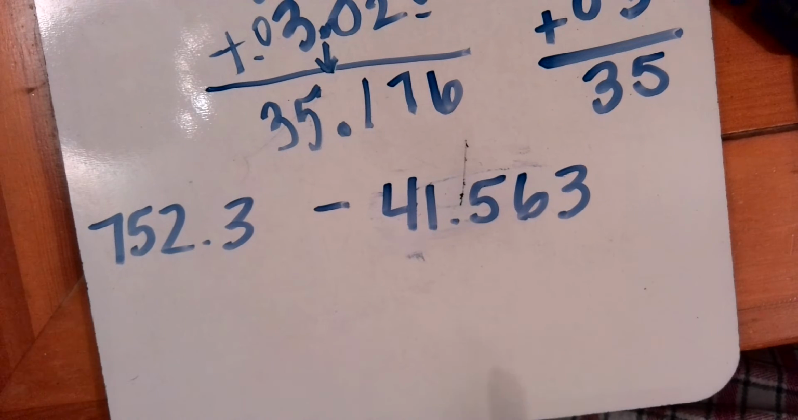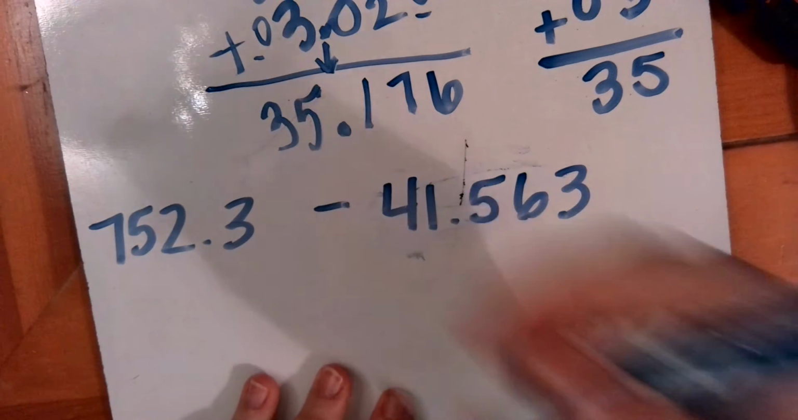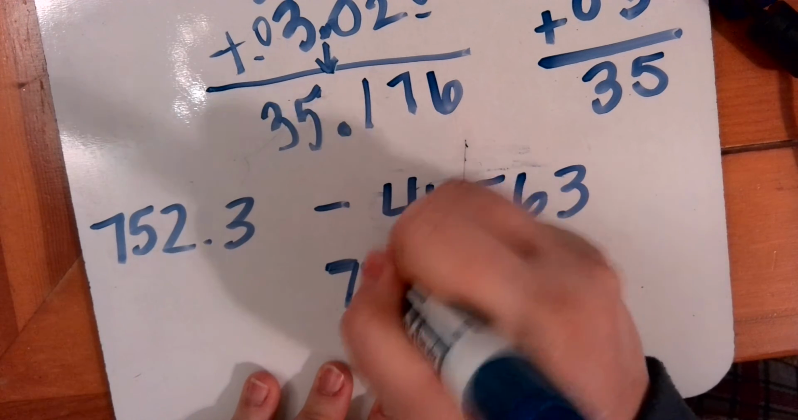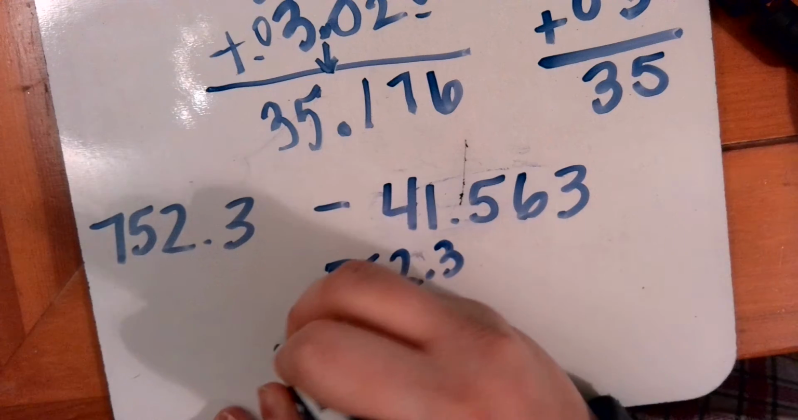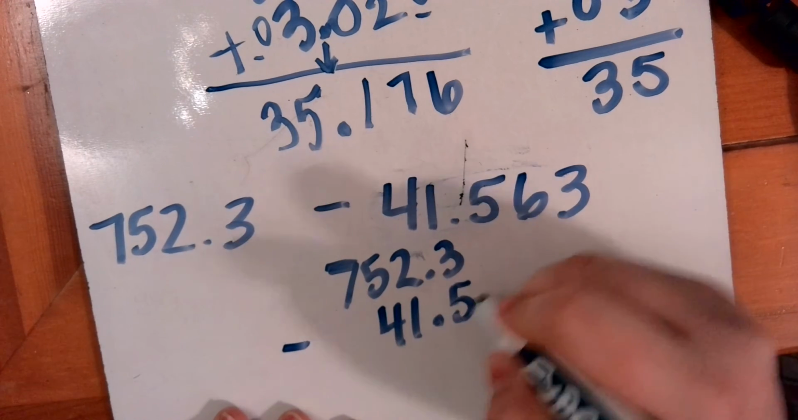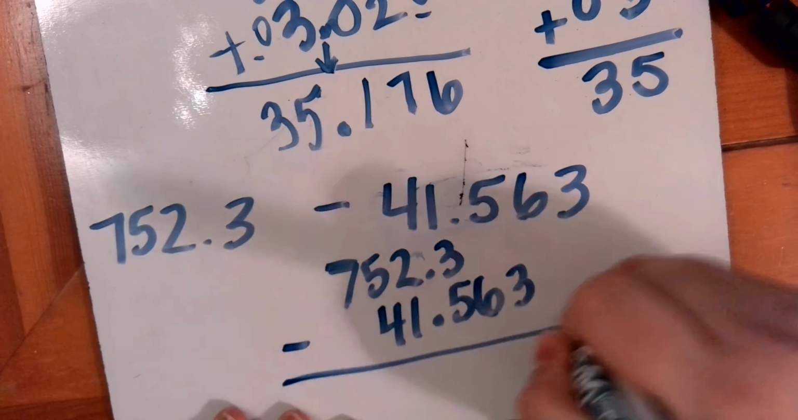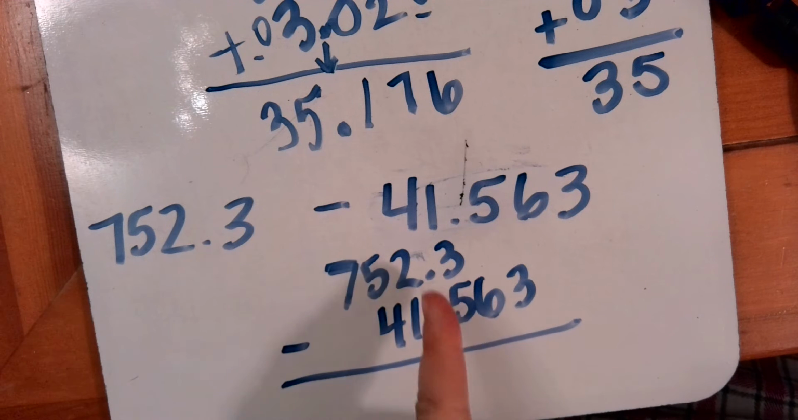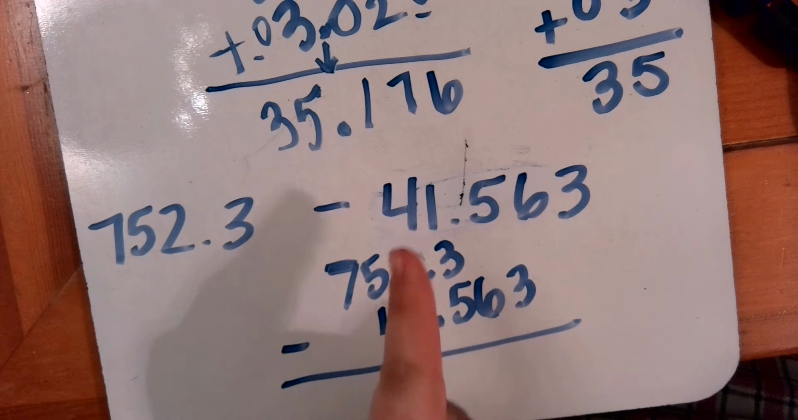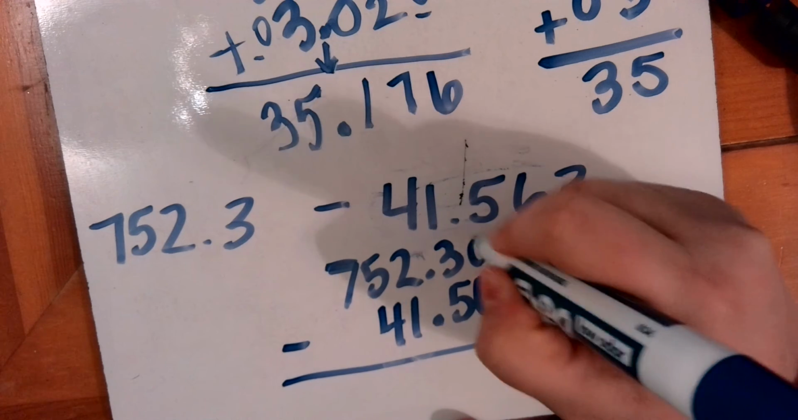So again, it's the same thing. You're just subtracting now, and you need to line up your decimals. So I have 752.3 minus 41.563. Here I lined up my decimals and my place values: the tens above the tens, the ones above the ones, the tenths above the tenths, and my decimals are lined up.